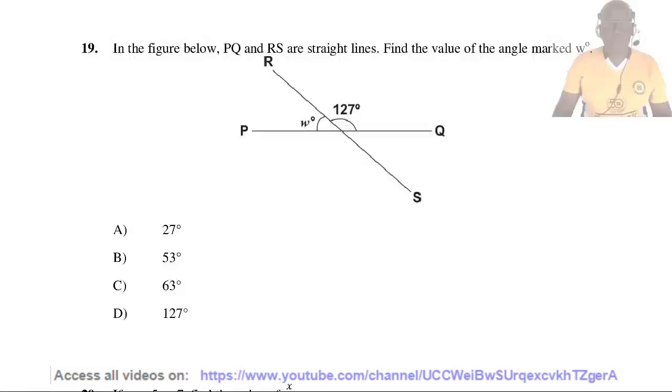In the figure below, PQ and RS are straight lines. Find the value of the angle marked W. The angle marked W equals 180 degrees minus 127 degrees, which equals 53. So the answer is B.